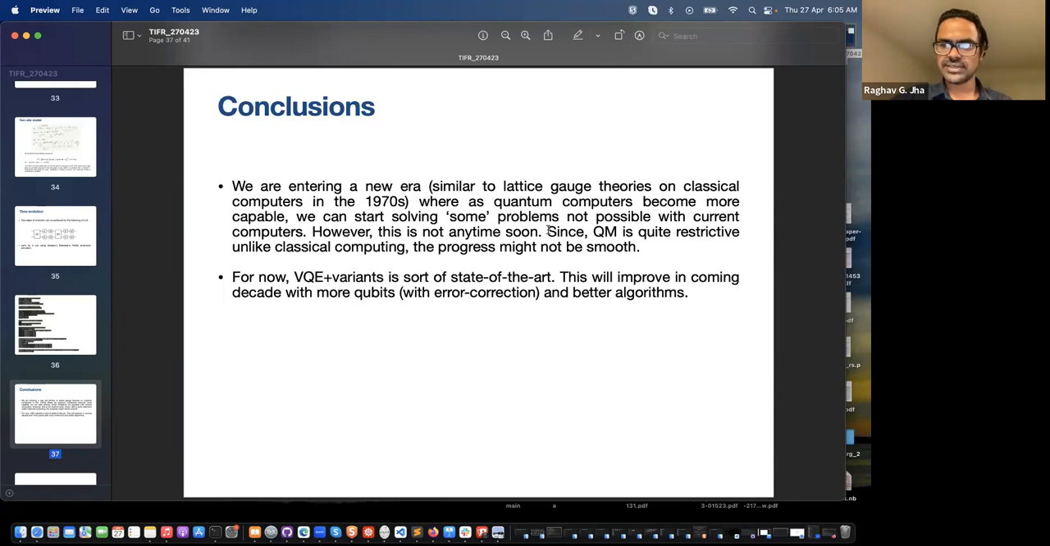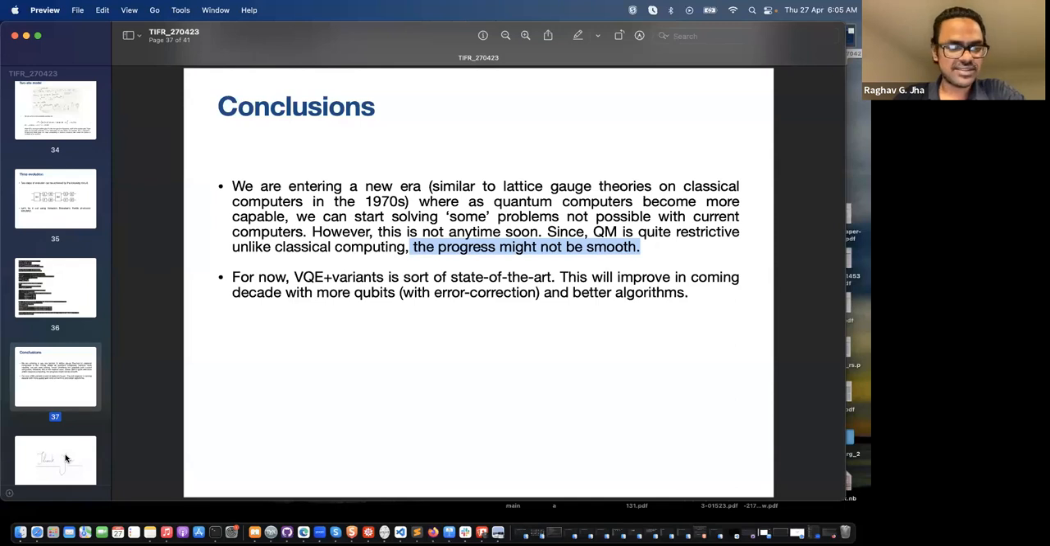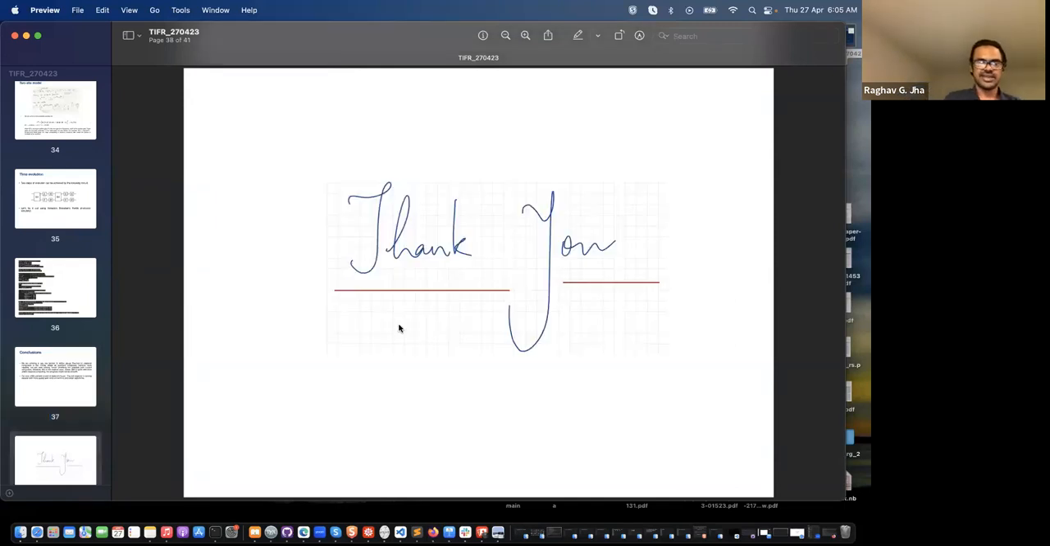since quantum mechanical principles are much more restrictive than classical computing. There are many things which I've not talked about, but there are many theorems like no cloning, no deleting theorems, and the errors in quantum computers are much more sophisticated than classical methods. So we have to understand that completely, and that means that the progress might not be smooth. But for now, VQE plus other variants are becoming the state of the art, and this will only improve in coming months. And with that, I thank you for your time, and I can take more questions.